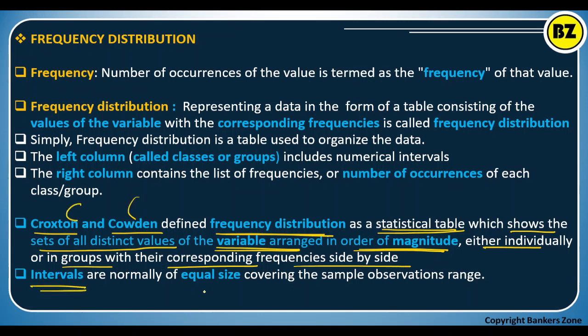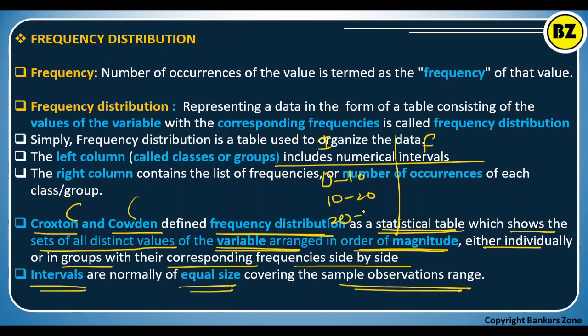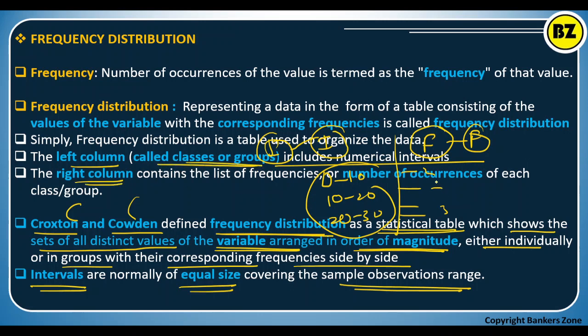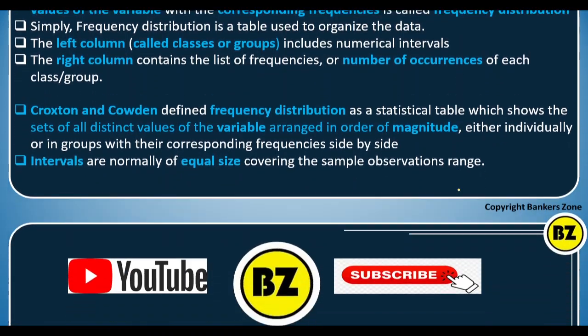The intervals are normally of equal size, covering the range of the sample observations. I have already told you, there are intervals and there are frequencies. For example, 0 to 10, then 10 to 20, 20 to 30. These intervals generally have the same size, and the corresponding frequency may vary. The left side is for the interval, the right side is for the frequency. Left column for the groups or classes and right column for the frequency occurrence. Very easy. In this way we have discussed the frequency distribution.